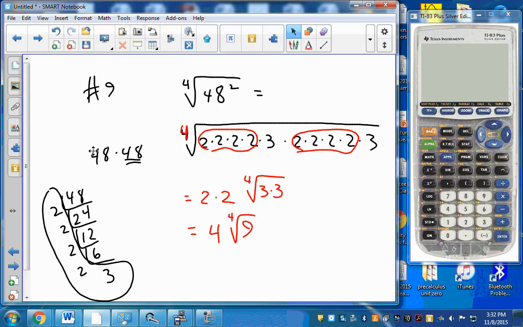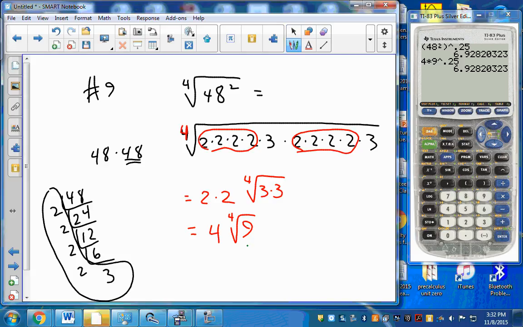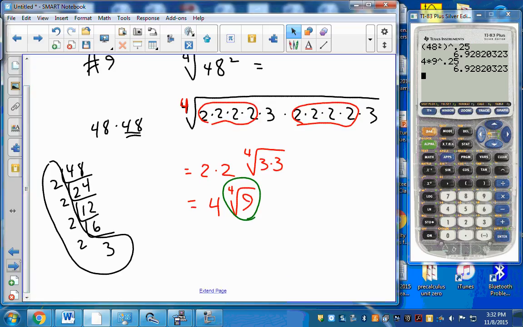And just to double check and see if this makes sense, I have 4 times the 4th root of 9. Let's see, that's going to be 9 raised to the 0.25 power. Okay, sure enough, we get the same thing. This last little bit, though, is interesting. We can simplify that even further. And I'm going to use my fractional power to do that.